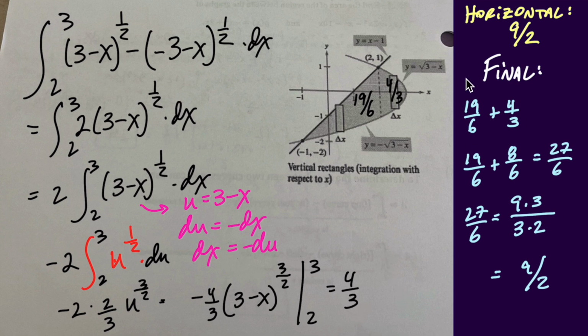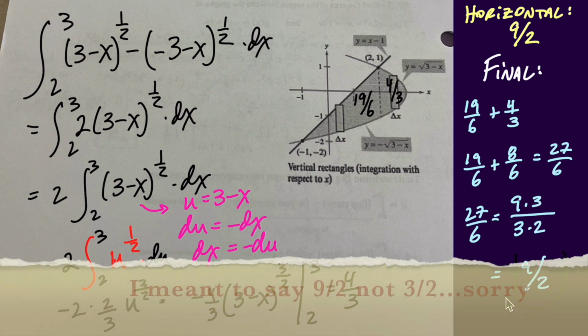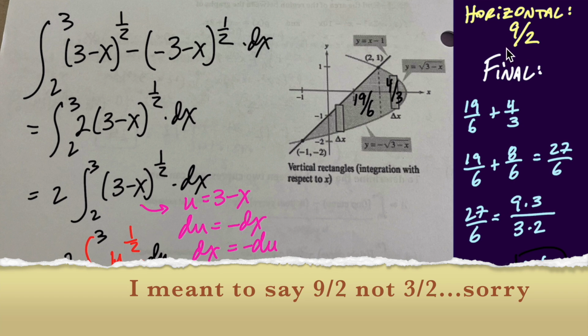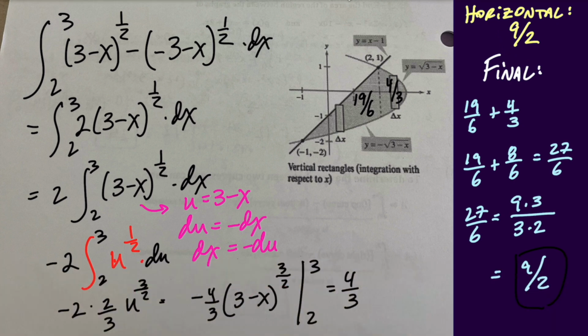If we come over here to the right, we remind ourselves that when we used horizontal rectangles, which were easier, our final answer was 9 over 2 for the area. Here, we're going to add 19 over 6 plus 4 over 3. That is 19 over 6 plus 8 over 6, 27 over 6. And we end up with 9/2, which matches the value that we got when we used horizontal rectangles.